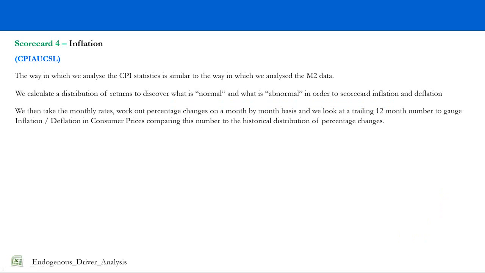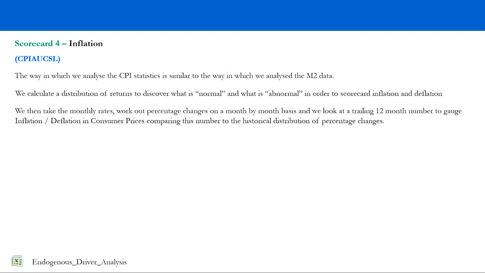So what we do is we calculate a distribution of returns for inflationary numbers, so the CPI and PPI, in a similar way to the way we analyze the M2 money supply data. So we calculate the distribution of returns in order to discover what is considered to be normal inflation and what is considered to be abnormal inflation, so we can actually scorecard it properly.